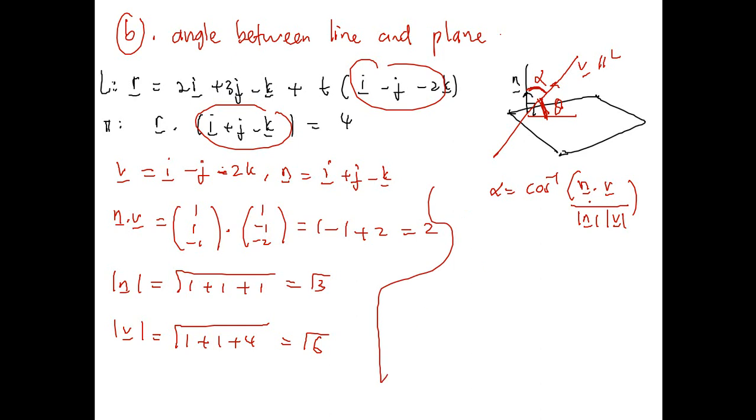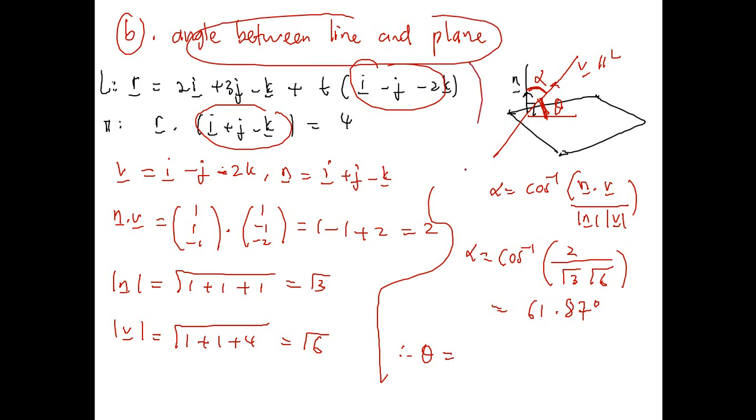Then substitute in this formula. Alpha is equal to cos inverse of 2 over root 3 times root 6. You can use the calculator to give the answer, 61.87 degrees. Therefore theta, the angle between the line and the plane, is 90 degrees minus 61.87 degrees, which is equal to 28.13 degrees. Settled.